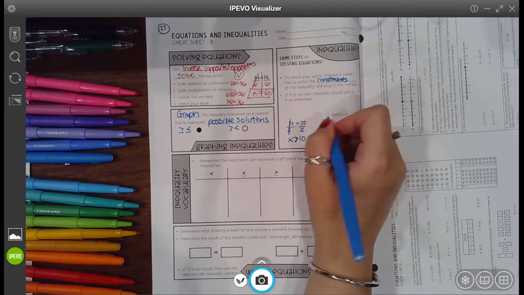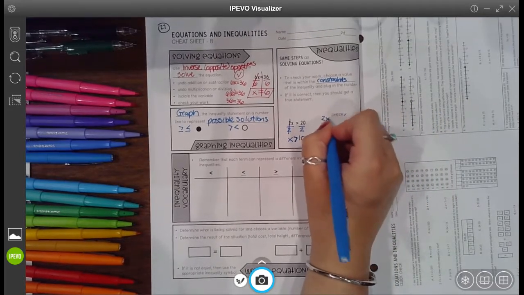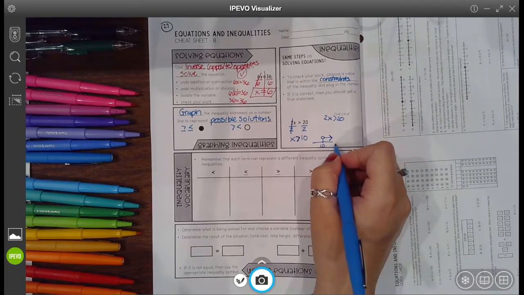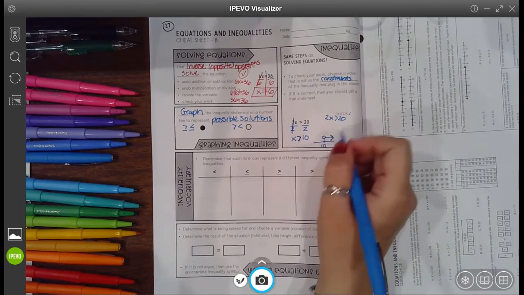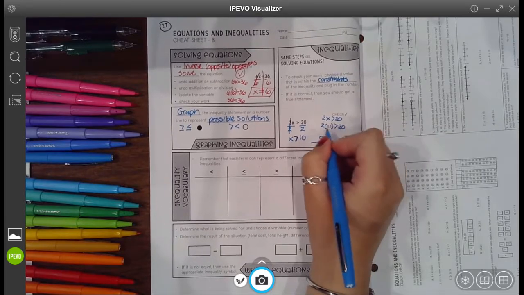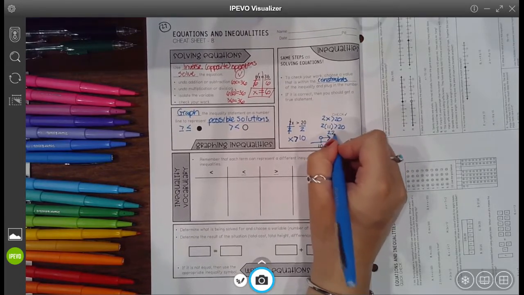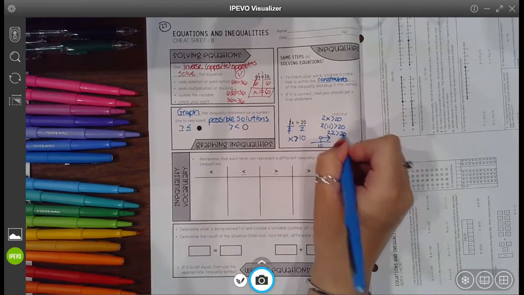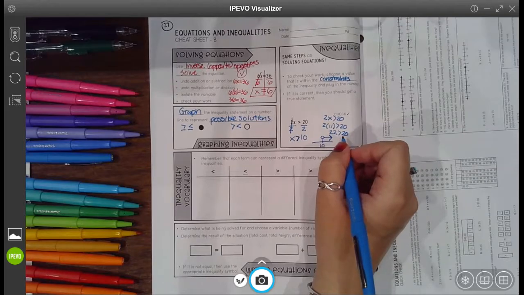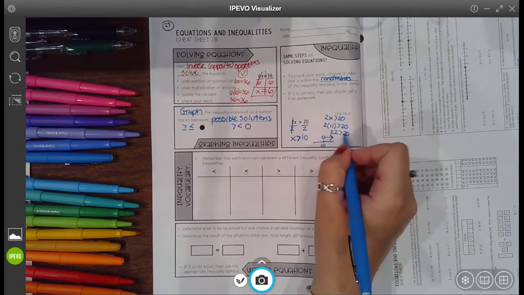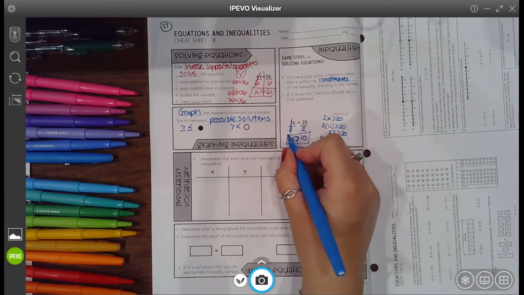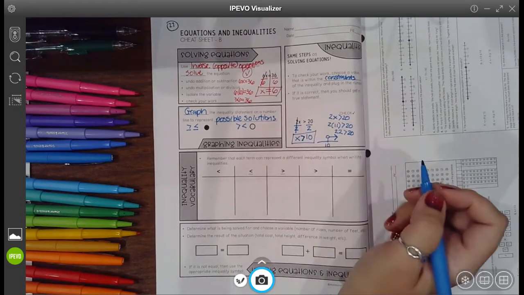Okay, and then to check it, your original is 2x is greater than 20. So according to this, you can choose any number greater than 10, and it'll make a true statement. So let's choose 11. 2 times 11 is greater than 20. Well, what's 2 times 11? 22, greater than, bring down the 20. Is 22 greater than 20? Yes, it is. That's a true statement. So since it made a true statement for me to plug in a number that's greater than 10, I know that that is the right answer to this inequality.